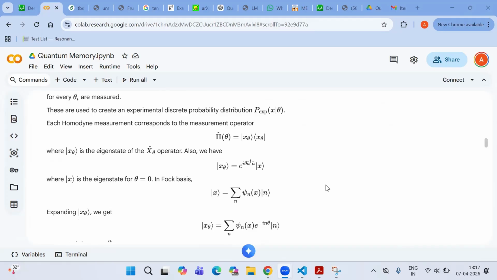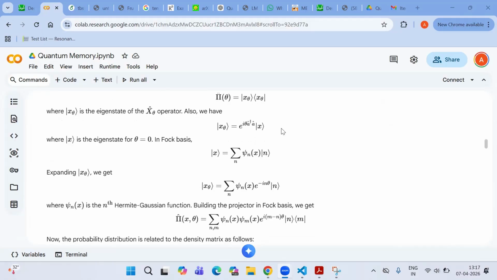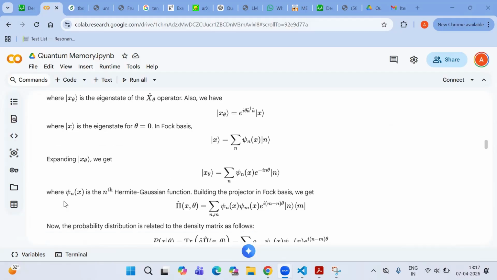So in the Fock basis, if I expand this x, I will get these coefficients psi n of x for different n. And these are well-known functions. So these are called the Hermite-Gaussian functions. Now that I know the relation between x theta and x, I can also expand x theta in the Fock basis. And when I do that, I'm just going to get an additional factor of e to the power minus i n theta over here. So as I said, psi n of x is the nth Hermite-Gaussian function.